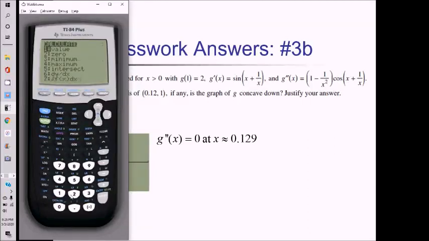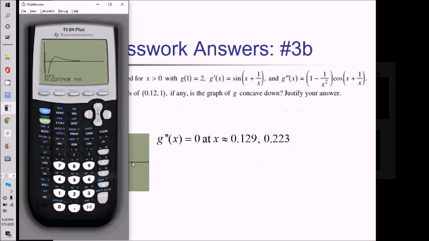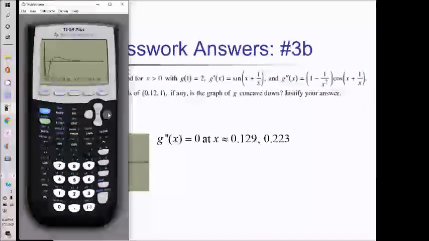So let's see, second trace, option 2, left bound, move up a little bit. There we go. And press enter after I go to the right. There we go again. Enter again. And this one is about 0.223. Are there any more spots over there? Well, we can explore this. So let me just trace my function and take a look and see if my y value ever dips below 0. So there we go. We're moving.